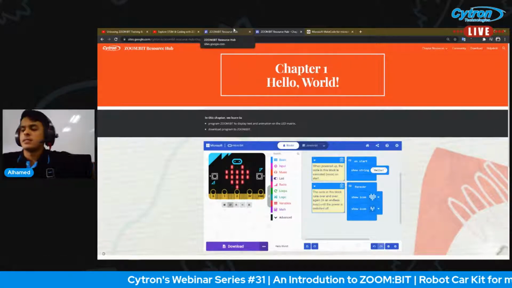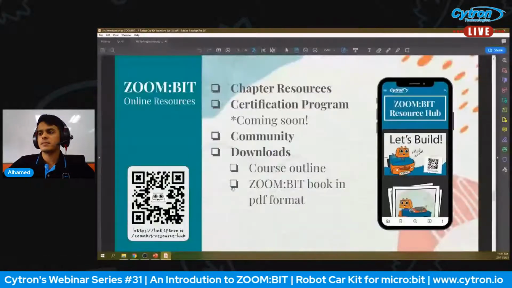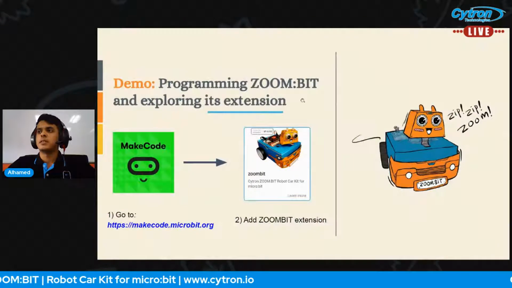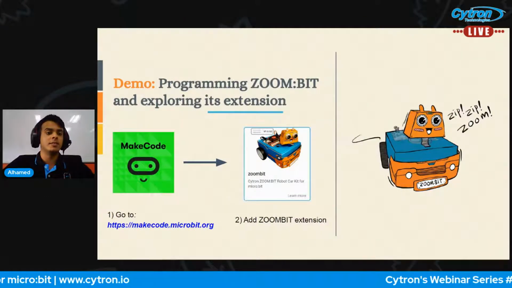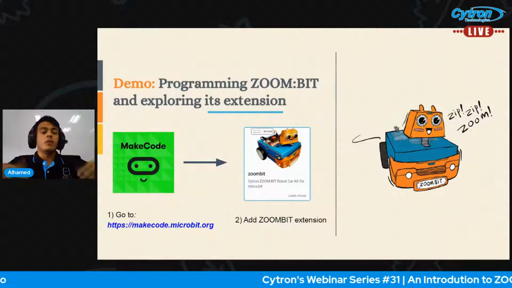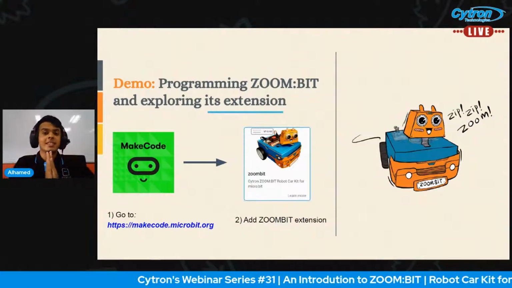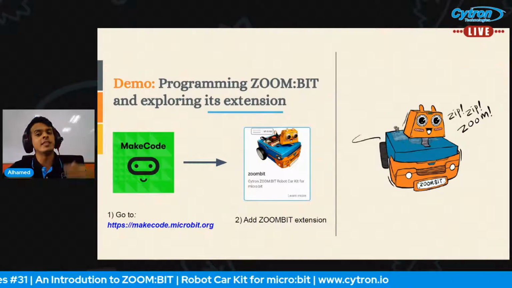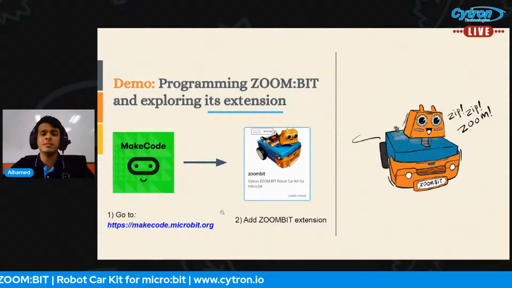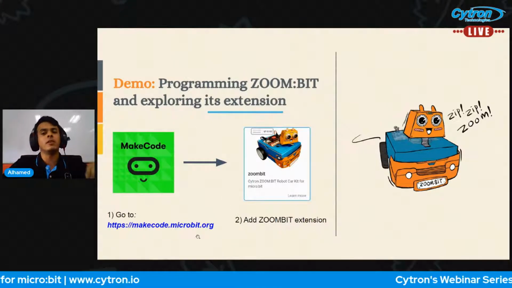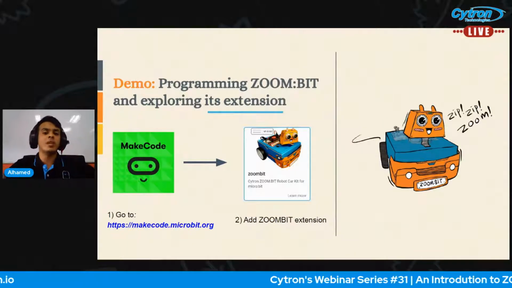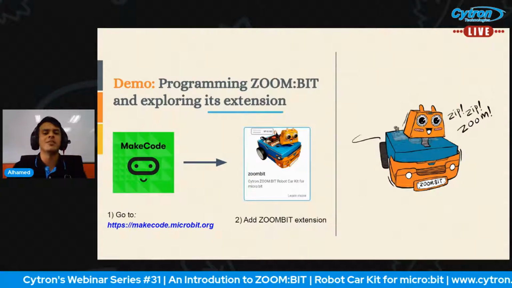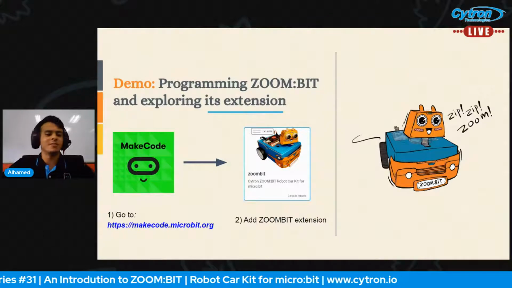All right. So now I'm coming back to the slides. Any questions? I think we are good. Okay, yeah, here's the fun part. All right, so I will be showing you now how to program ZoomBit easily using MakeCode Editor. So this is really basic. All you have to do is to visit this link, the one that's shown to you in here, makecode.microbit.org. And after that, we will add the extension of ZoomBit, and we will start exploring together the awesome features of ZoomBit. So let's go.